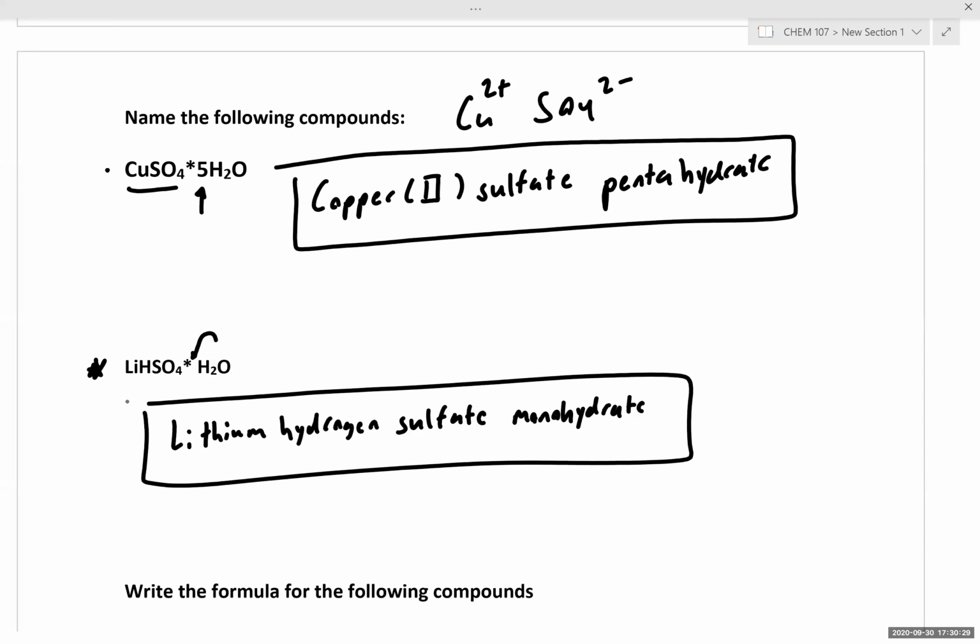Yes, you do have to put monohydrate because it indicates the exact number of associated water molecules. What does the little asterisk mark mean? It just means that we have associated water molecules. It's also written like this, where there's a dot, and that's what you'll often see in your textbook. Oh, okay. Thank you. Any other questions?